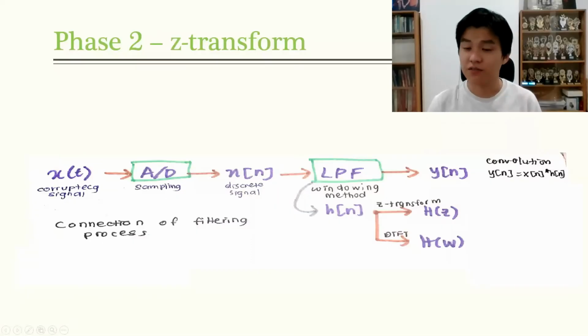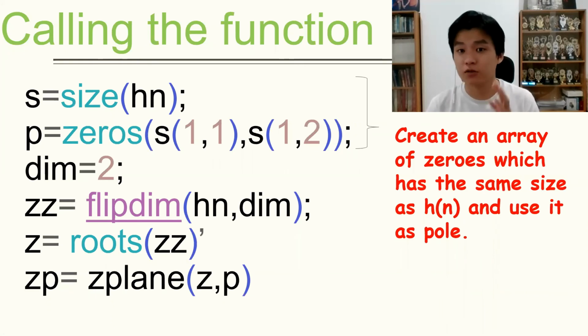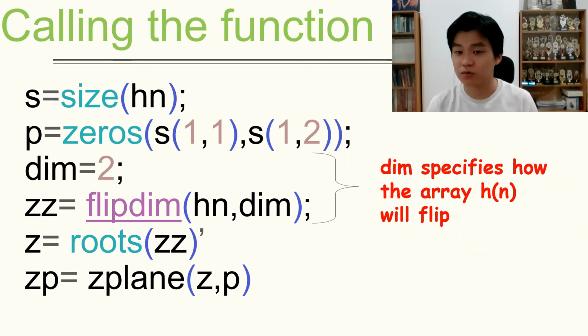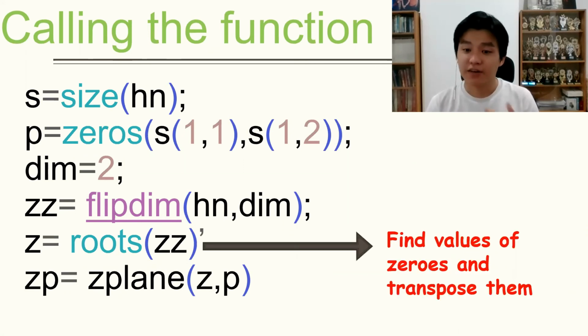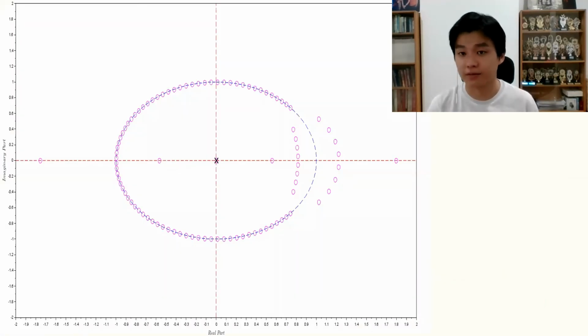In FIR filter design, we use Z transform to plot the values of Hn on a Z plane. So this is the coding that we use in order to define the function Z plane. In order to call the function, we first create an array of 0, which has the same size as Hn, and we'll later use it as the pole. Next, we flip Hn. Finally, we find the values of zeros, and then we transpose them in order to suit the Z-plane function that we have defined earlier. And finally, we call the function, and this is the result that we get.